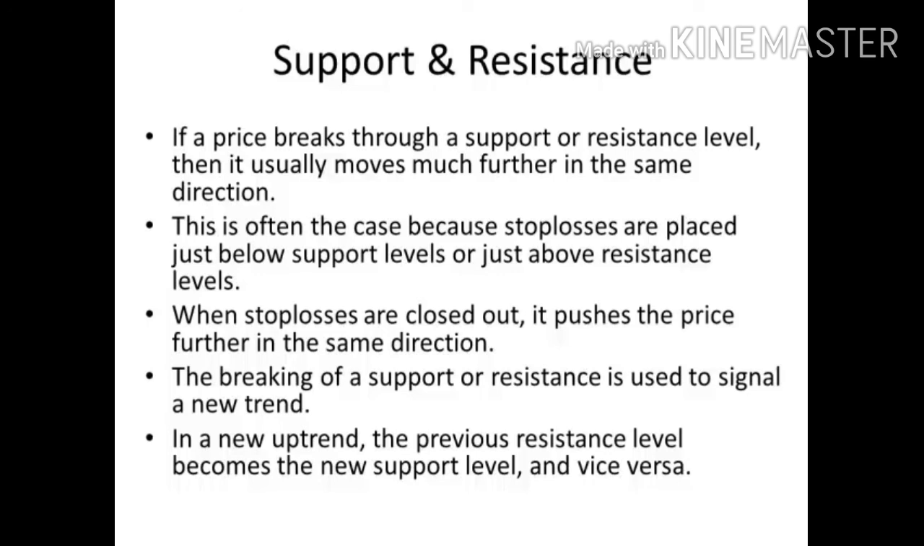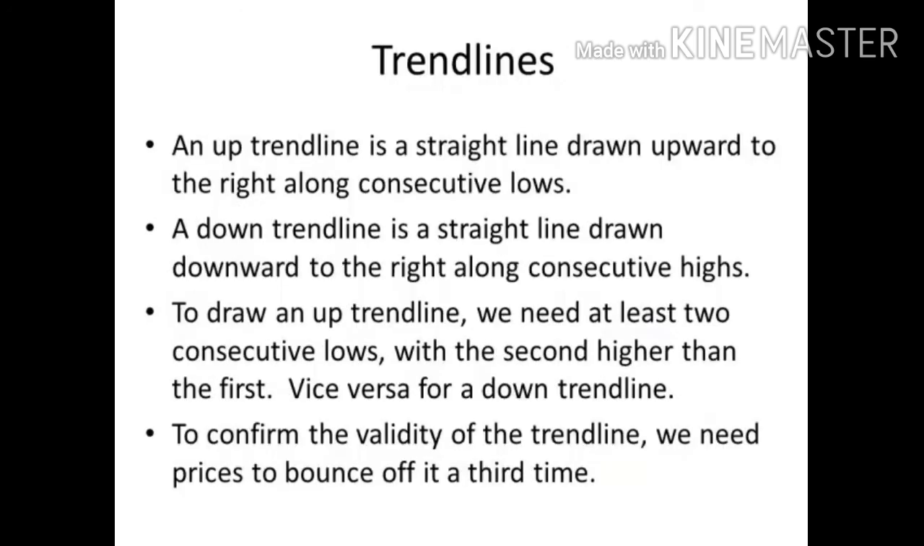Right? So if a price is falling and breaks through a support level and then falls below it, that previous support level can become the new resistance level. And vice versa on an uptrend. If a price breaks through a resistance level going up, then that previous resistance level can become the new support level. Trend lines.